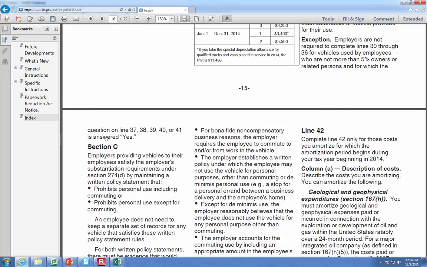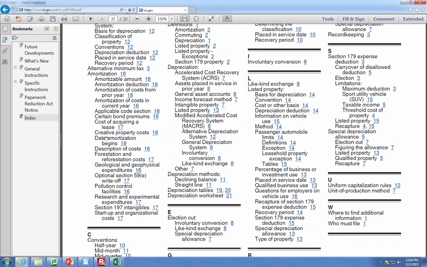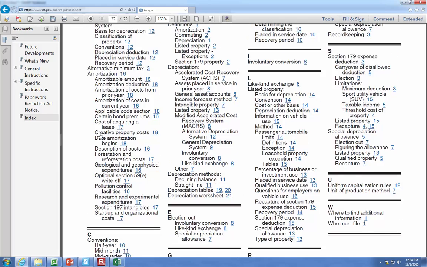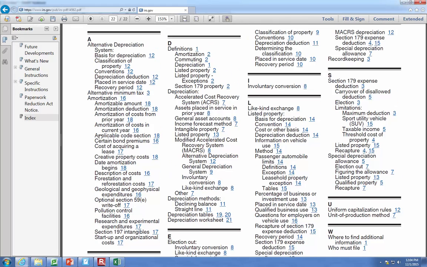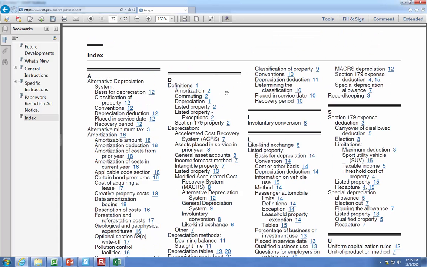Oh, do they not have them in here? Straight line. Huh. They may not have mid-quarter in here. That's kind of weird. Okay, so let's just leave it at that for now. For Thursday, maybe they don't have them in there. I don't know where I look them up then.